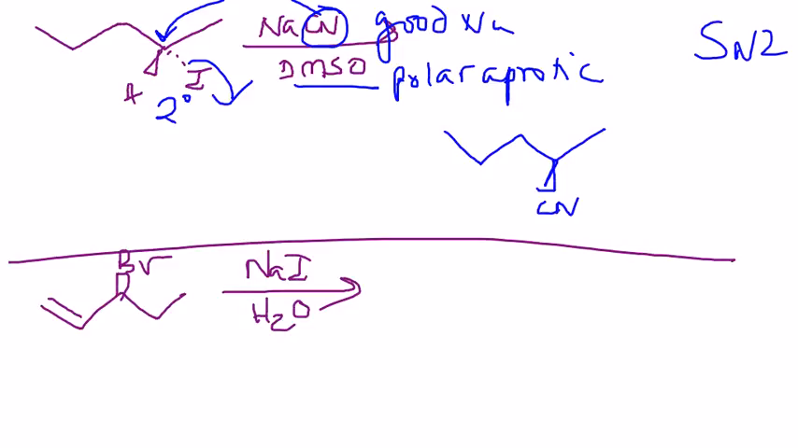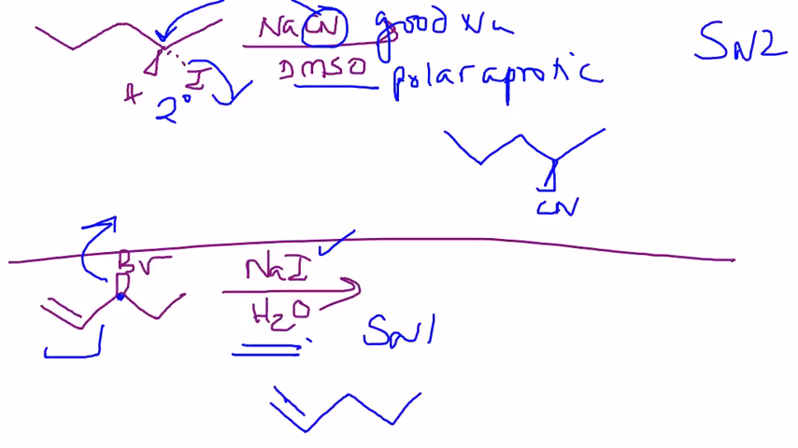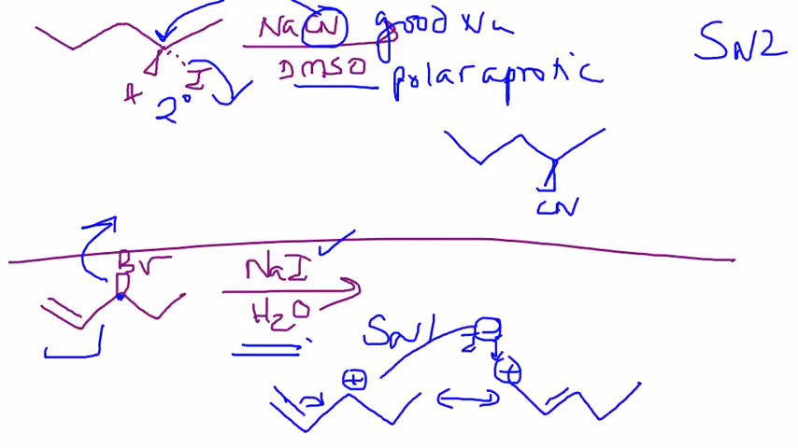The next one over here is again a secondary halide, but it's also at an allylic position. The reaction is being done in water. It's a good nucleophile, but because water is present and the allylic carbocation can get generated, let the bromine leave, because this is going to be an SN1 reaction condition, and that would mean that you would have two possibilities for the resonance stabilized carbocation, and now your I- can attack top or bottom to both of these carbocations, so your product will be a mixture of two racemic mixtures.